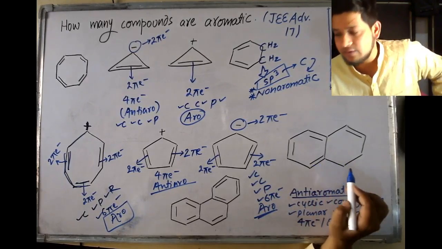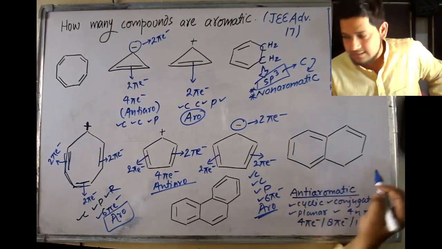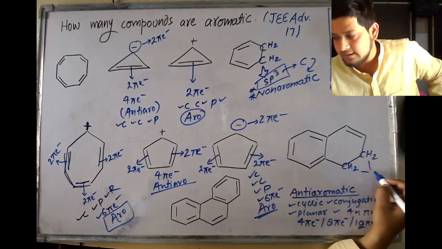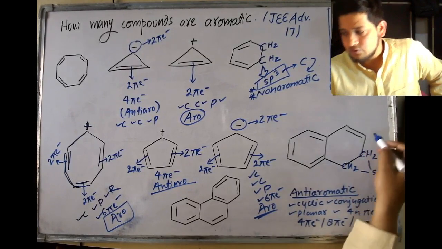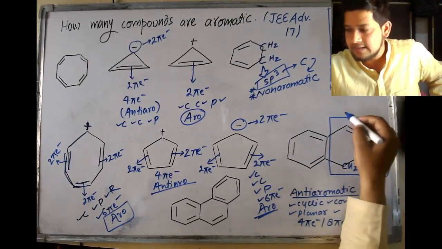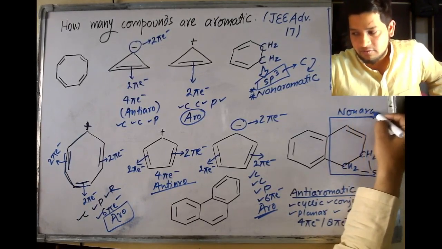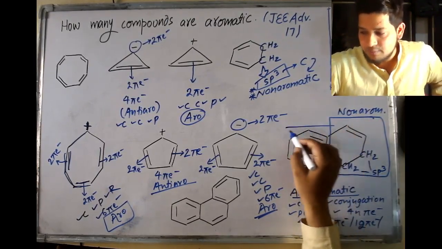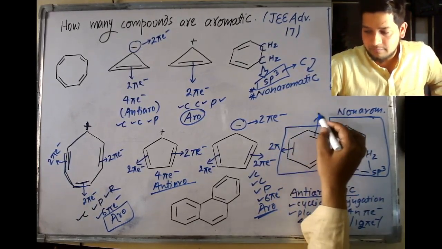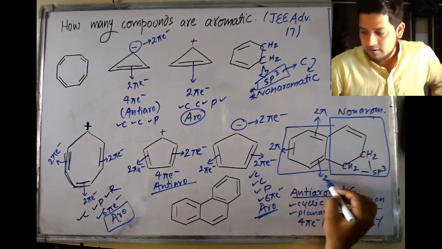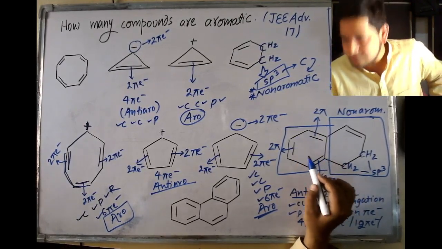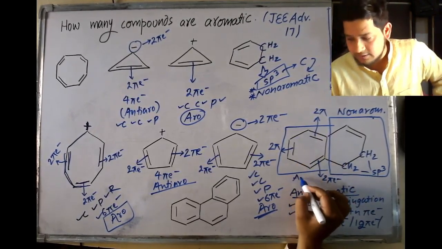Now comes this one. This one is a tricky one. Now we will study both rings. If you study this ring, there is a CH2, there is a CH2, and that is sp3. So this part of the ring is non-aromatic, my friends. But if you consider this part, look here, 2 pi, 2 pi, and 2 pi. All are in conjugation. The system is cyclic. The system is planar. So this part is aromatic.